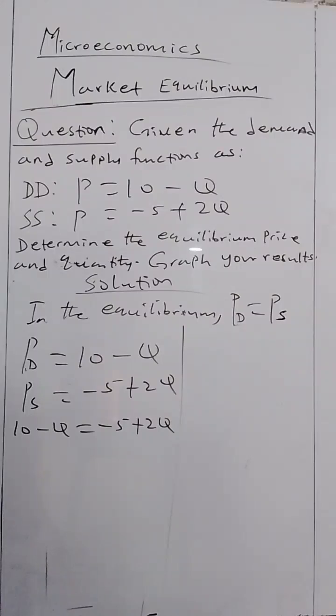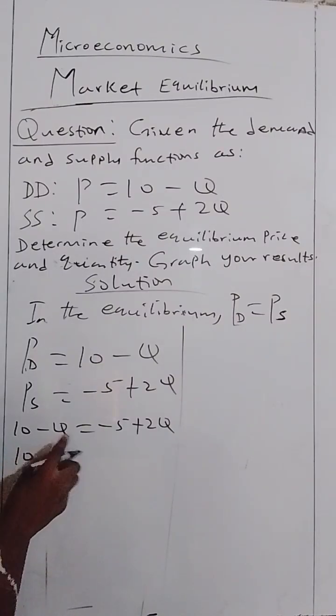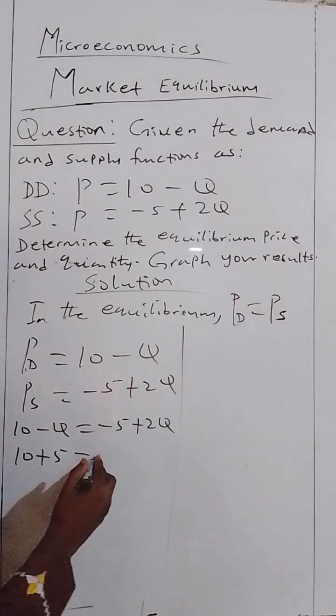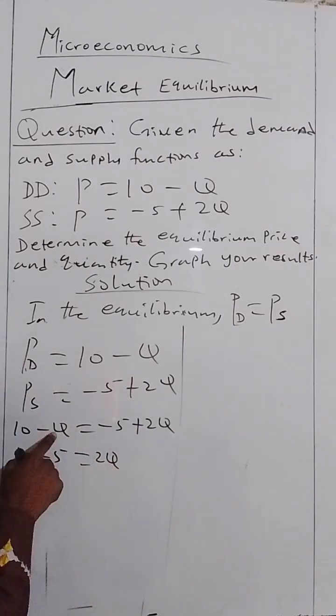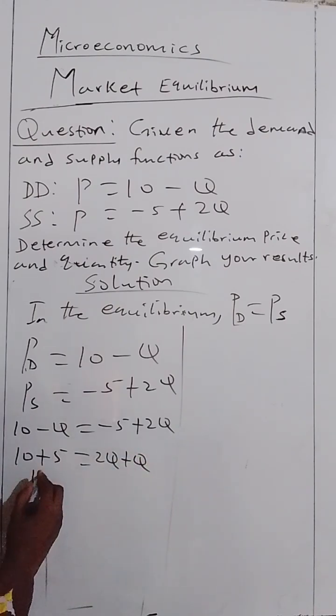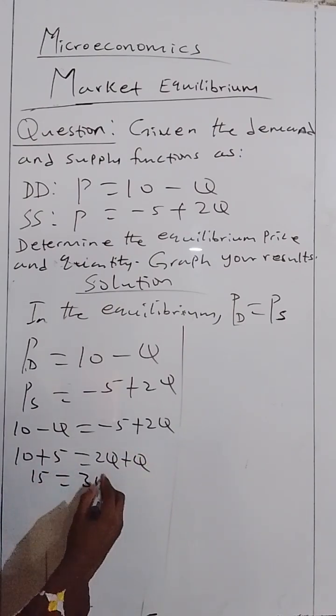Then we collect the like terms. So we have 10, take this to this side, we have plus 5, equals 2Q, and take this Q to this side, we have plus Q. Then we have 15 equals 3Q.